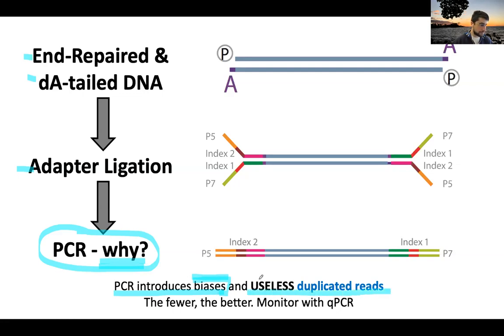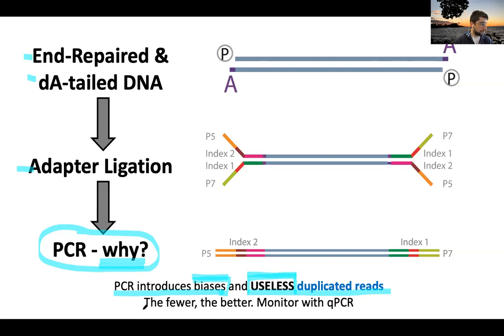Again, I just want to stress this out. Are the duplicated reads useful? Yes and no. Yes, because it makes your library concentrated enough to be loaded on the Illumina machine. However, it's not creating new information, so that's why I call them useless. It's just making the information that you have compatible with the Illumina sequencer.